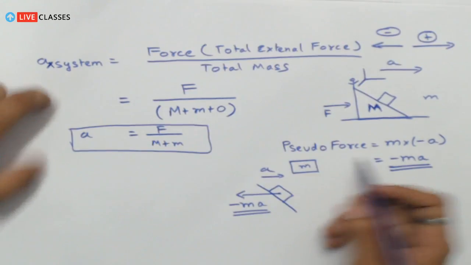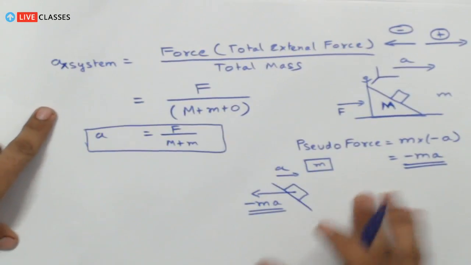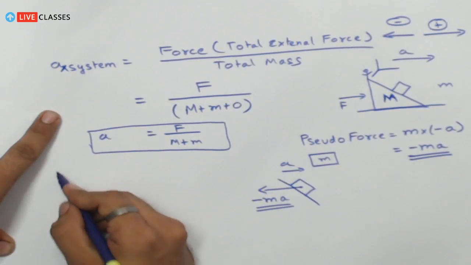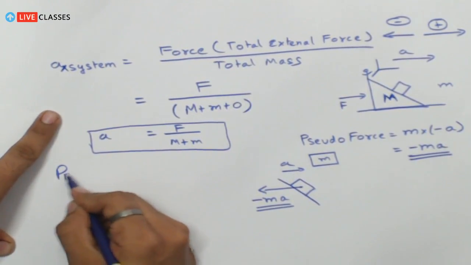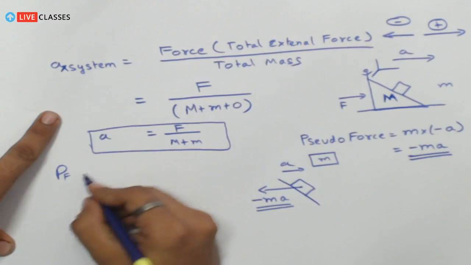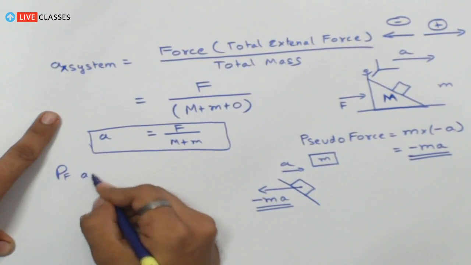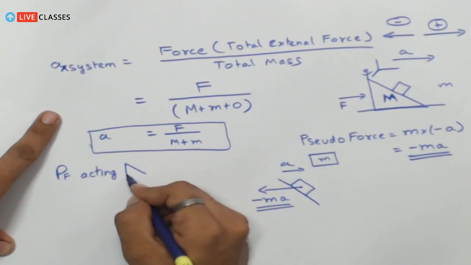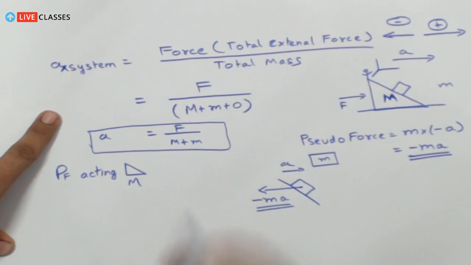What was our second part of the question? I hope you guys are remembering it. It was to find the pseudo force. I'm writing pseudo force as PF, okay, in short form. Pseudo force acting on the wedge. It has a mass of capital M.